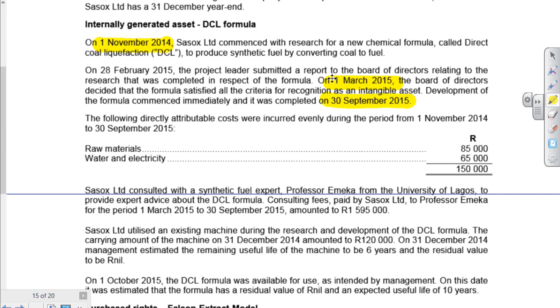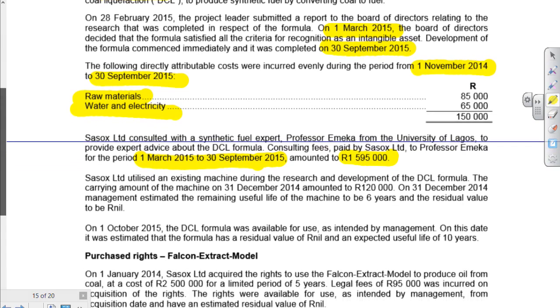So it's not the year, right? 1 November to 31 December. Materials, water and electricity. They also consulted with a fuel expert, a professor from the University of Lagos. And he consulted for this period, and that was his charge. It looks like it was for development only, not for research.